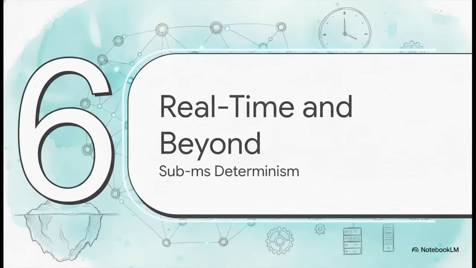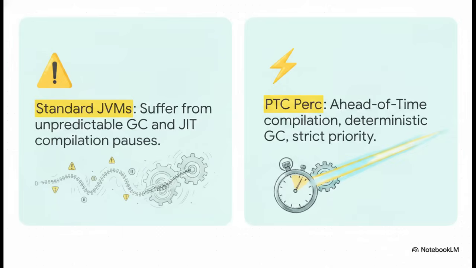Finally, let's look at the absolute bottom of our iceberg with Section 6, Real-Time and Beyond. Because believe it or not, there are specific high-stakes domains where even standard JVM hardware acceleration still isn't quite enough. We are talking about sub-millisecond hardware-in-the-loop applications. Think robotic oil rigs, power plants, defense systems. In these environments, standard JVMs just fall short because they can suffer from unpredictable garbage collection pauses or just-in-time compilation delays. I mean, if an AI agent misses a millisecond deadline on a robotic oil rig, the whole system fails.